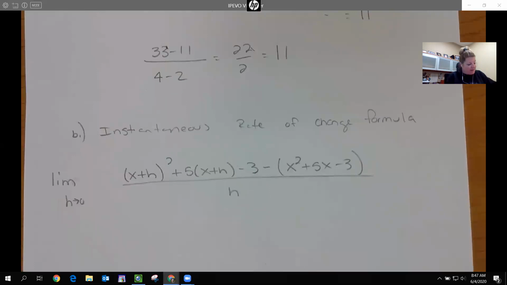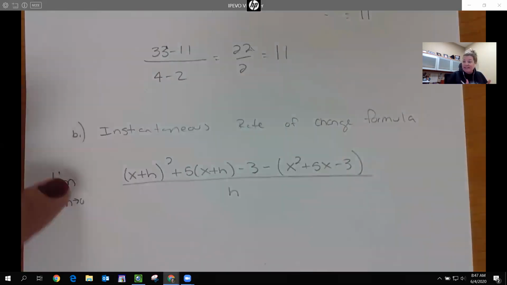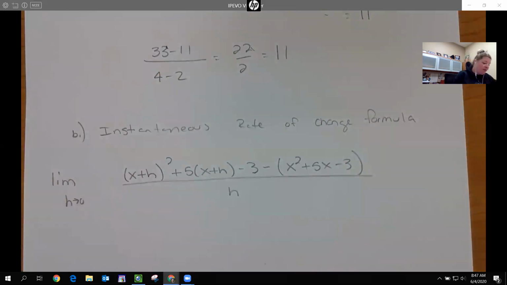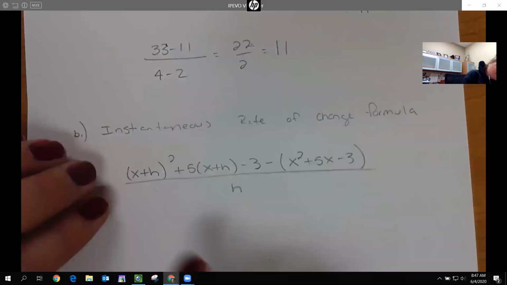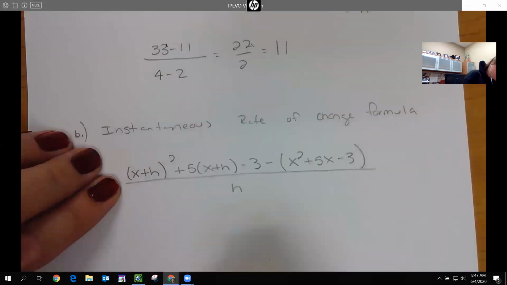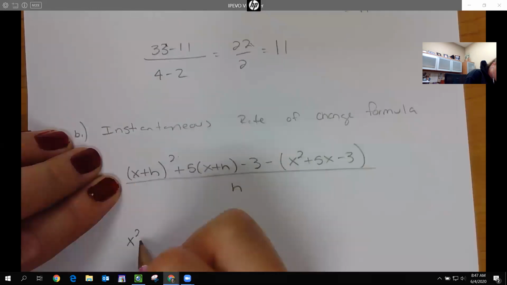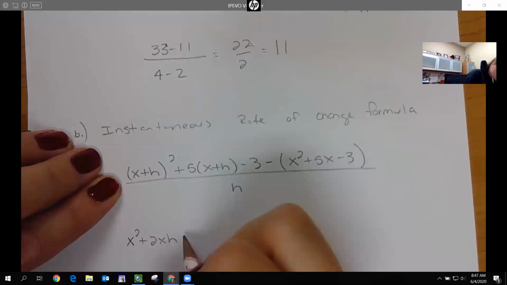So step 1, step 2, step 3, step 4. Okay, so we're going to simplify it and go from there. So lots of simplifying across that top there. So this is squared, so I'm going to square the x. So x squared, 2 times this one would give me 2xh plus the h squared.